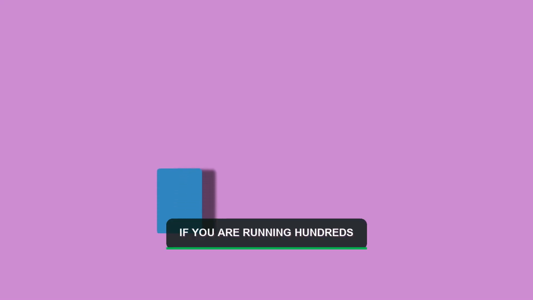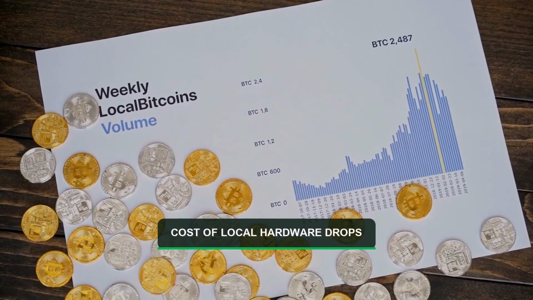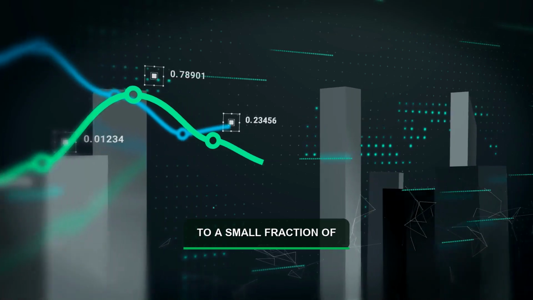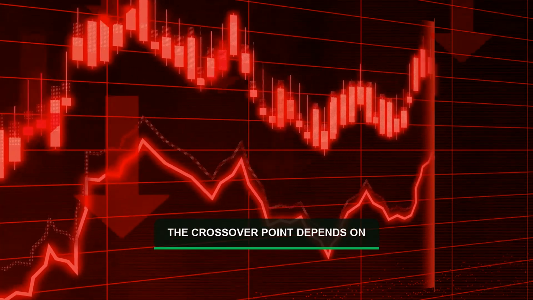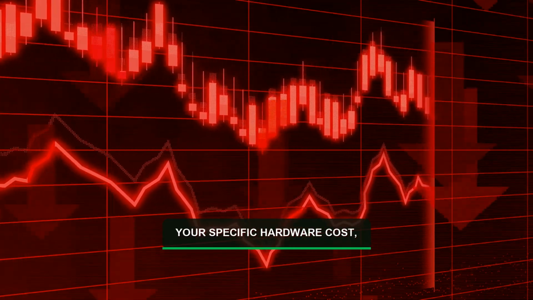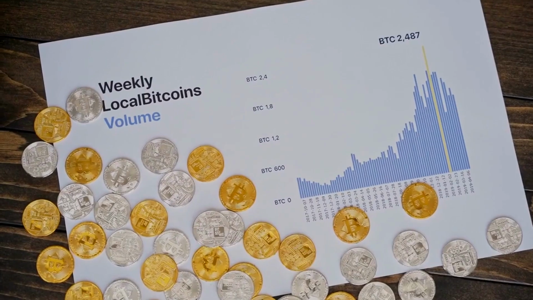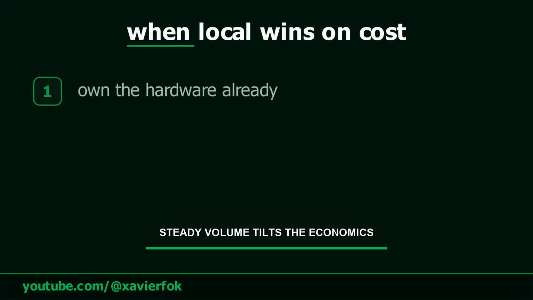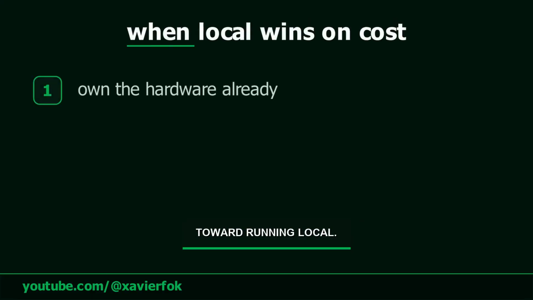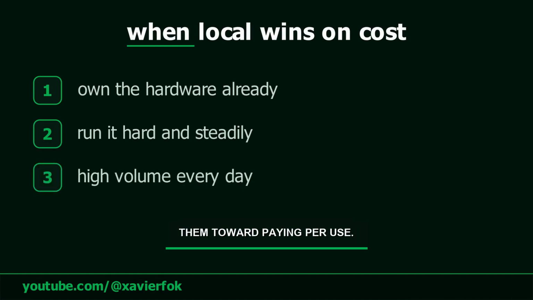If you are running hundreds of inference calls a day every day, the per call cost of local hardware drops to a small fraction of what a metered API would charge for the same volume. The crossover point depends on your specific hardware cost, your electricity rate, and your usage volume. But the general shape of the math is consistent. High steady volume tilts the economics toward running local. Low or spiky usage tilts them toward paying per use.